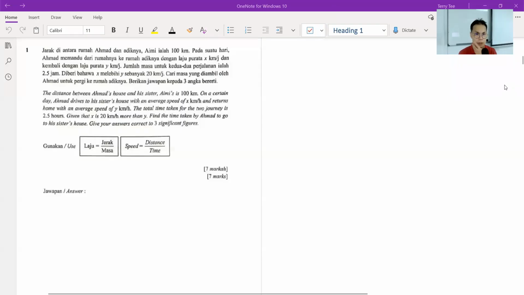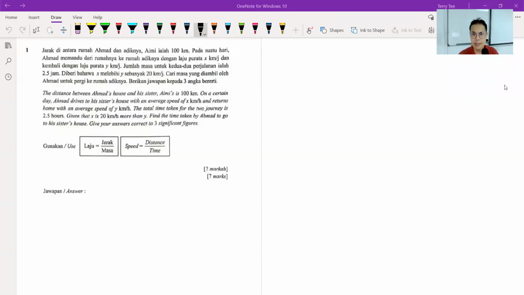So here we have a distance between Ahmad's house and his sister's house, Aimi, of 100 kilometers. On a certain day, Ahmad drives to his sister's house with an average speed of X kilometers an hour and returns home with an average speed of Y kilometers an hour. The total time for the two journeys is 2.5 hours, and X is 20 kilometers per hour more than Y. You're supposed to find the time taken for Ahmad to go to his sister's house.